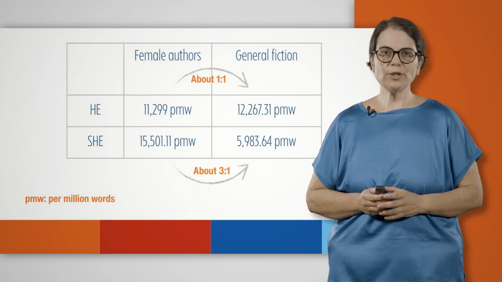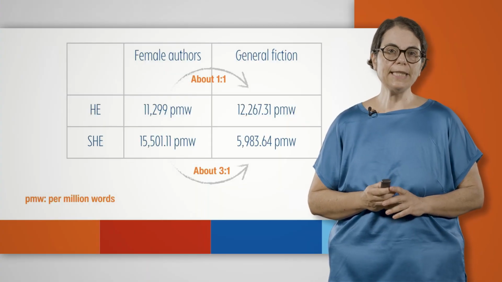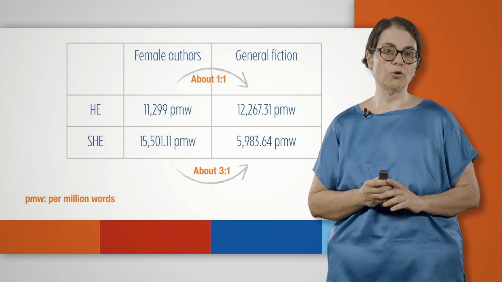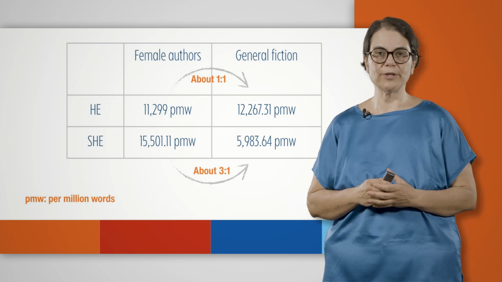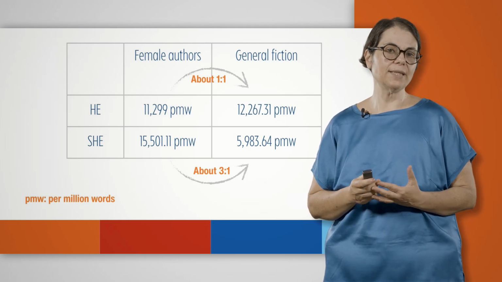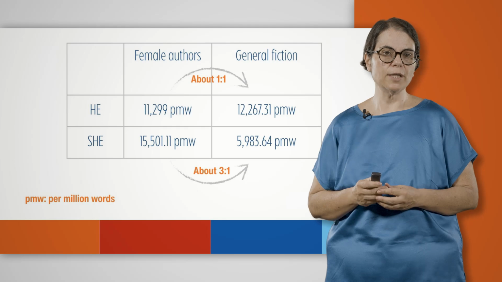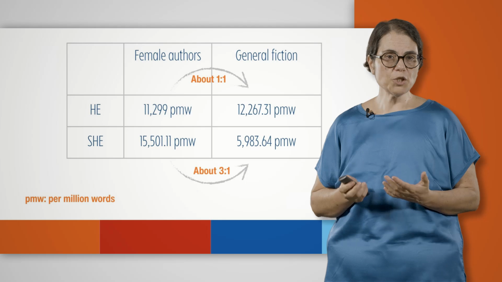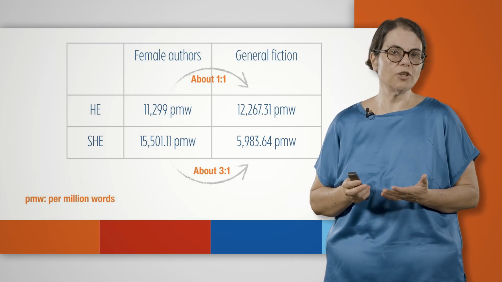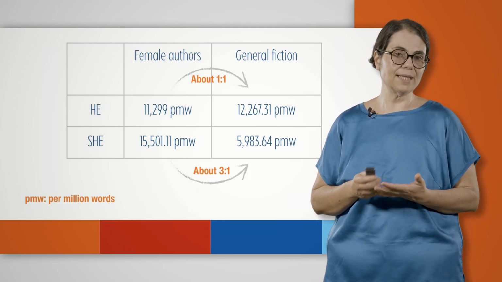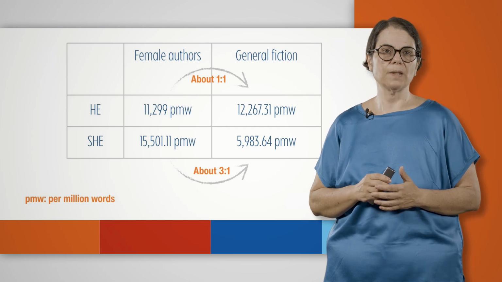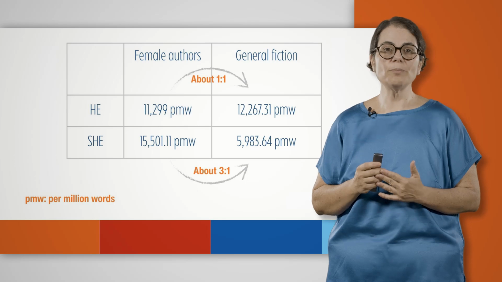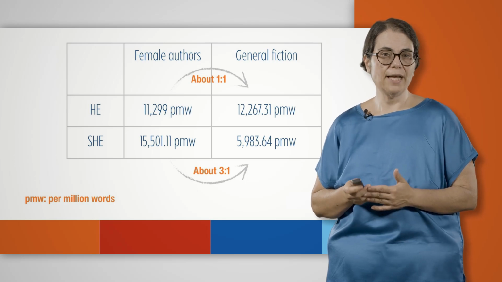This table shows you the number of times per million words that he and she appear in the female author corpus versus the rest of the InterCorp core corpus, which we use as reference. The frequency is reported in this way, standardized per million words, to make the numbers comparable. Since one subcorpus is much bigger than the other, the raw frequencies are not directly comparable. Therefore, standardization is needed.